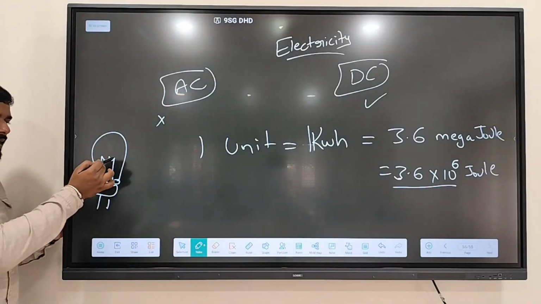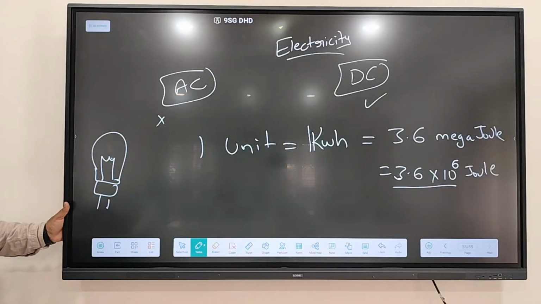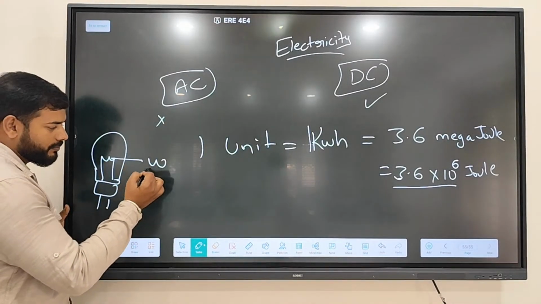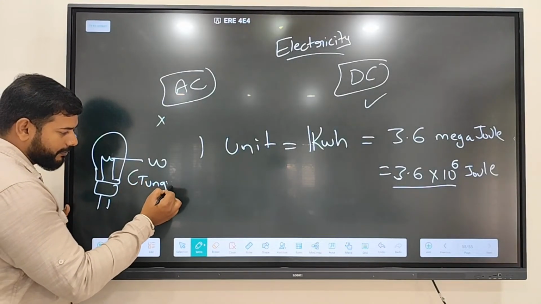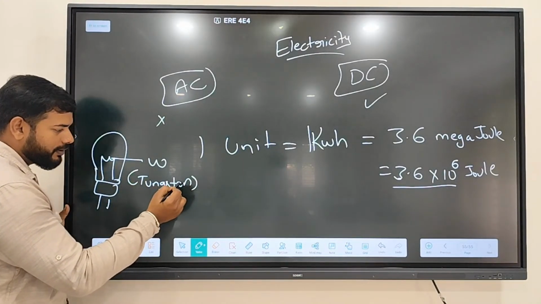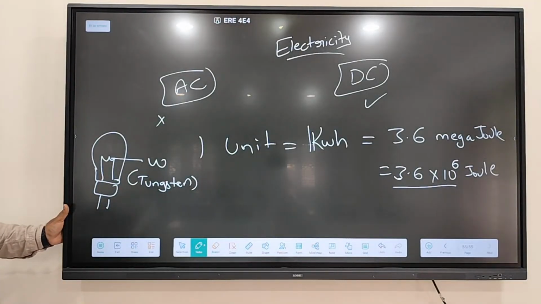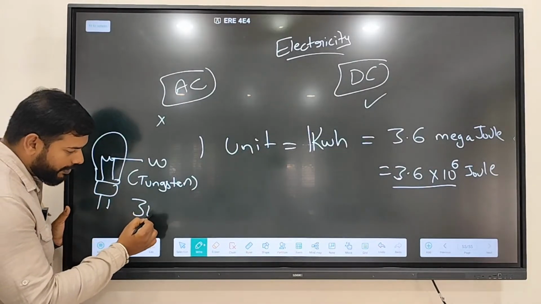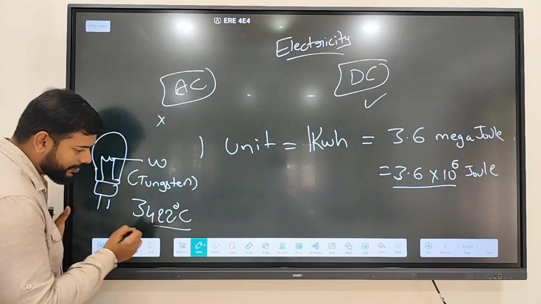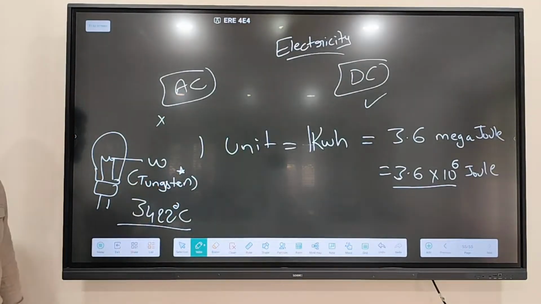It was an incandescent bulb, a filament type light bulb. Which filament was there? Tungsten. Tungsten filament was used. Why tungsten filament? Because the melting point of tungsten was high. The melting point of tungsten is 3422 degree Celsius.